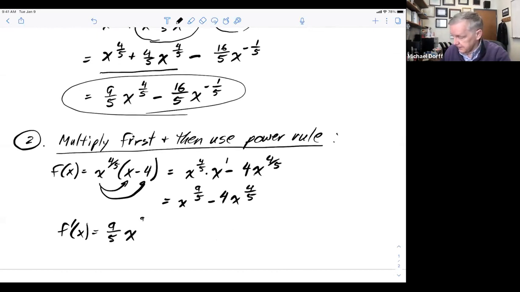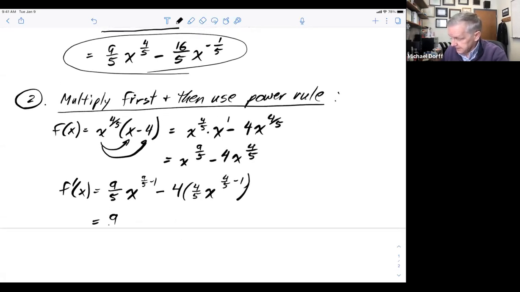So I have 9/5 minus 1. And then here, the second term, I've got negative 4 out front. I bring the 4/5 down, and I have x to the 4/5 minus 1. There. Then let's simplify this. So it's 9/5 x. And now the exponent is 9/5 minus 1. Okay, that's going to be 4/5. And then here I have 4 times 4/5, so it's going to be minus 16/5 x.